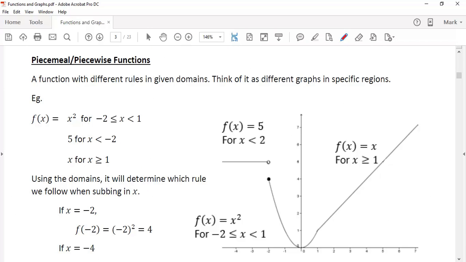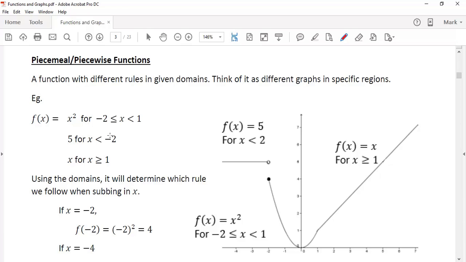Alright, so next we look at piecemeal or piecewise functions. This is pretty much just different graphs given different domains. So remember, domains are the possible x values. If we look at this graph here that I've given you, between the values of -2 and 1, the formula for the graph is x squared. So that means it's a parabola. You can see that between -2 and 1, there's a parabola shape.